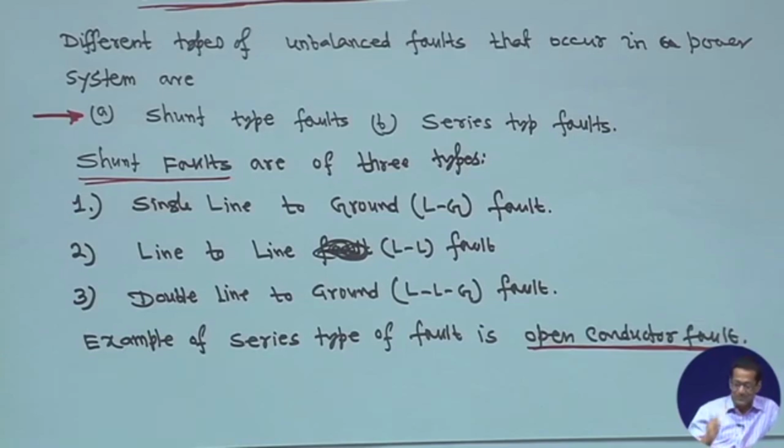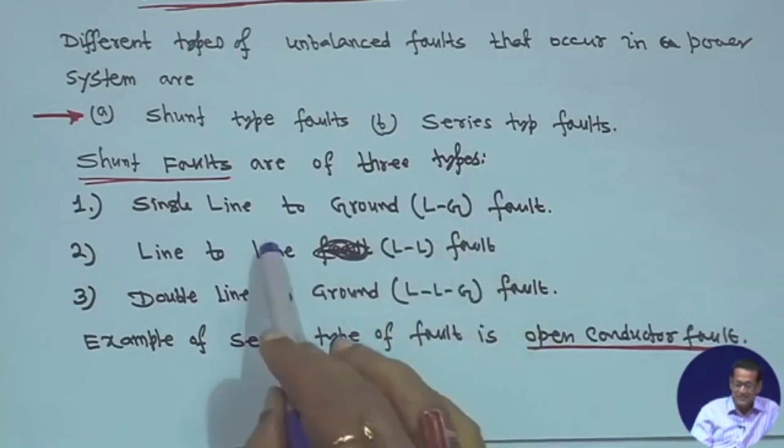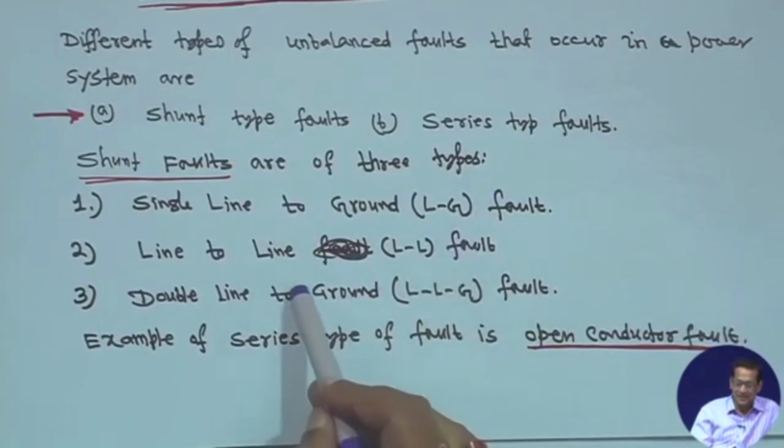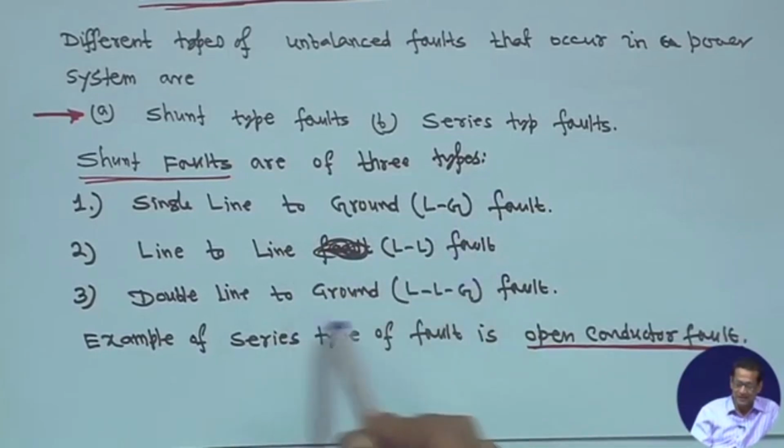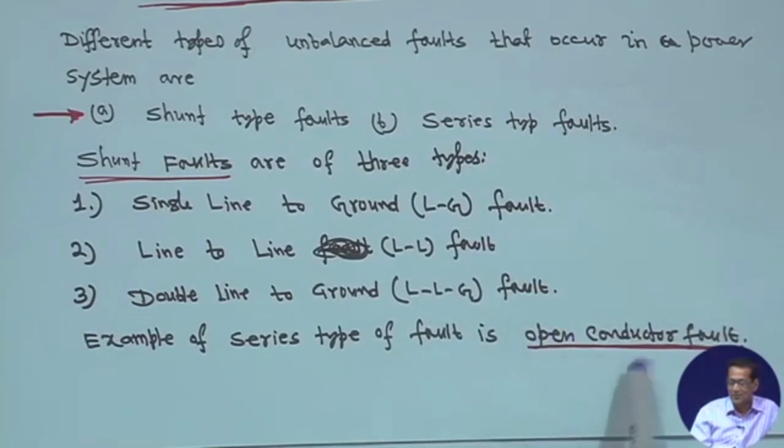So, anyway, among shunt faults we will study single line to ground fault, line to line fault, and double line to ground fault. An example of series type of fault is open conductor fault. Suppose suddenly a conductor has opened, right. This is very rare, but one conductor open or two conductor open fault we will see, and we will try to analyze it using symmetrical components.